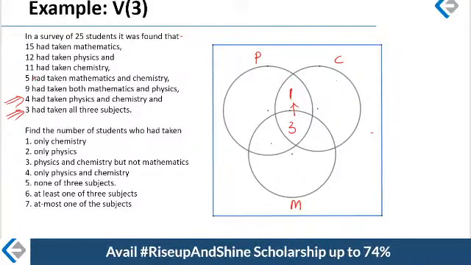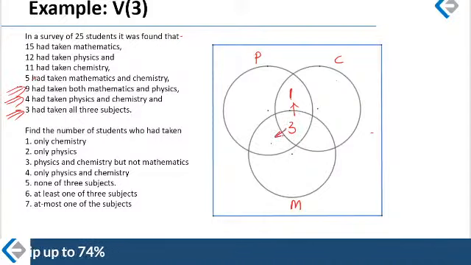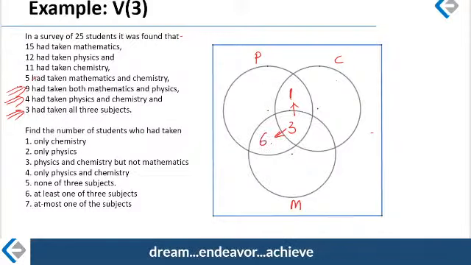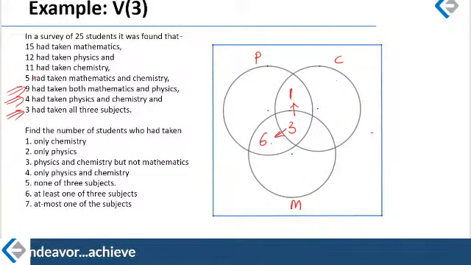1 more. Right? And then further, 9 had taken both mathematics and physics. 9 had taken both math and physics. So for this, 3 is already here. Therefore, the remaining is 6, because it's not "only". Guys, there is no word "only" there. If it is "only", then you are talking about one cell. Otherwise, we are talking about more than one cell. So that's the meaning of that word.